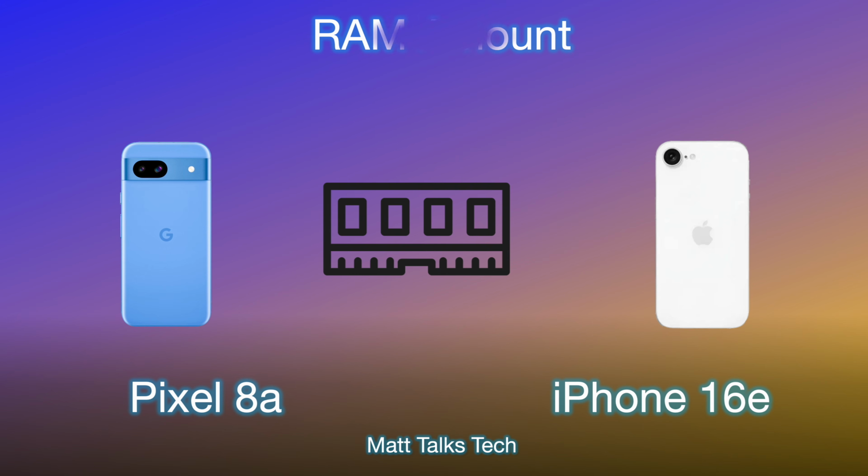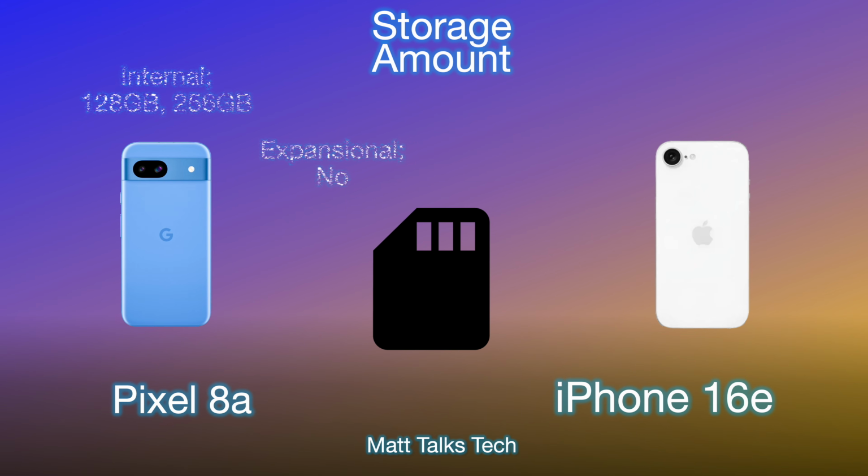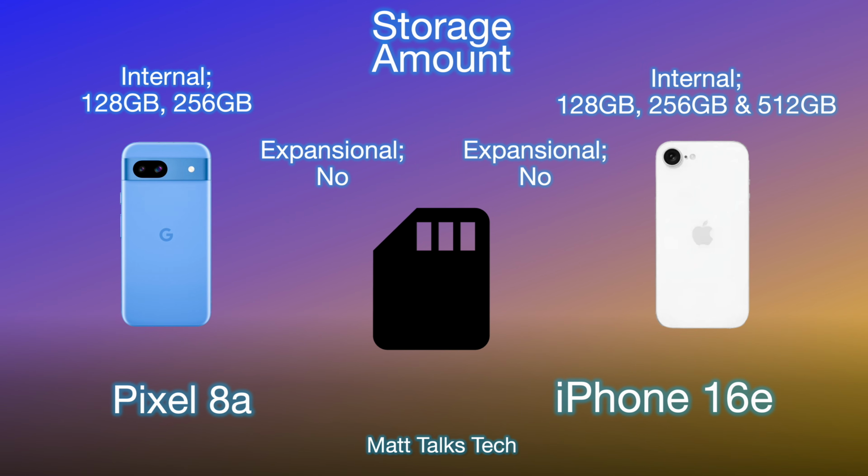But just in case you want to know about RAM amounts, well, they both actually have the same type of RAM, and they both got exactly the same amount. They both got 8 gigabytes of RAM inside of them, so this is definitely useful for multitasking and things like this. But then moving on to storage options, the Pixel 8a comes with 128 gigabytes and 256 gigabytes, whereas the iPhone 16e comes with 128, 256 and 512.